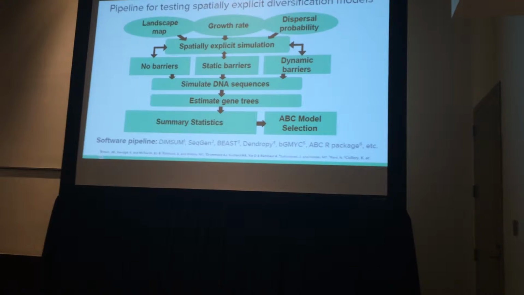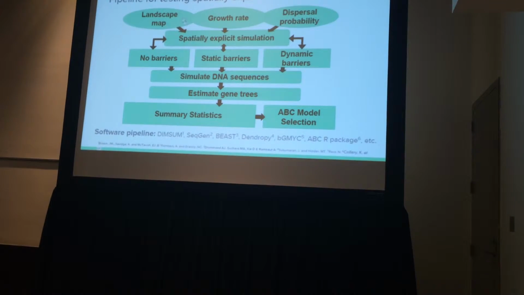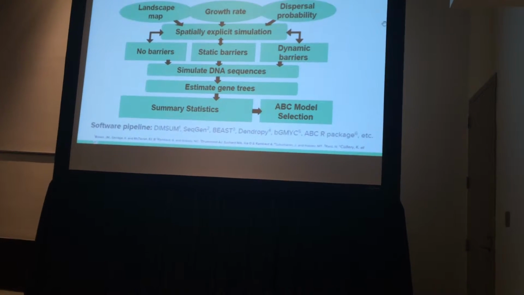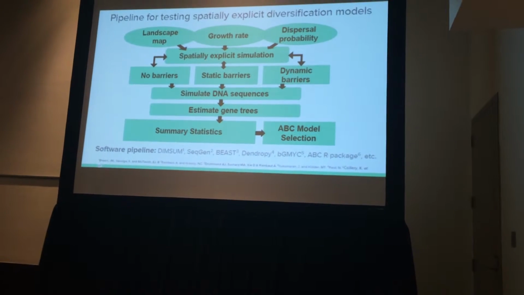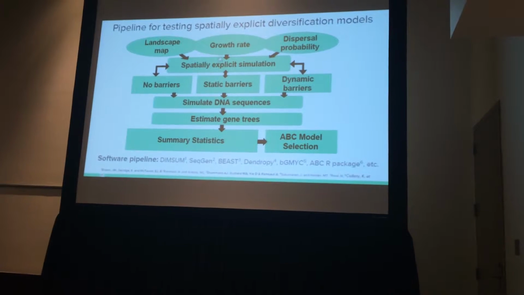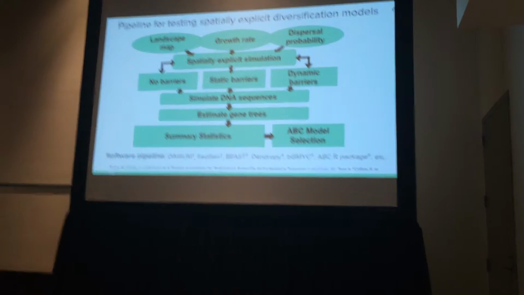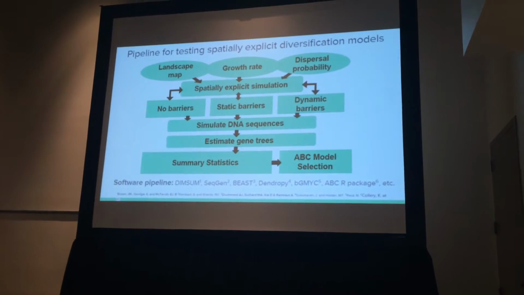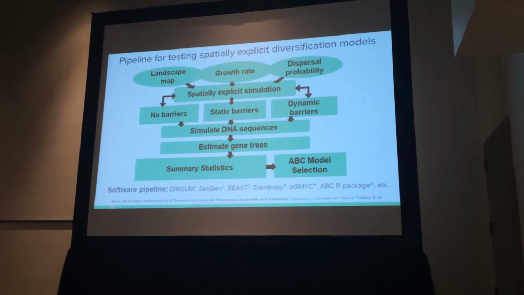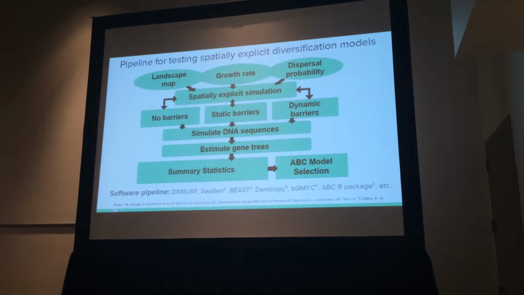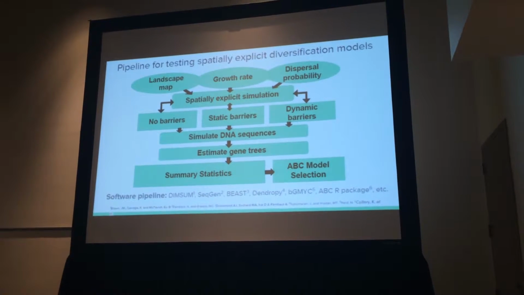To simulate across our 3 scenarios, we need a landscape map that shows suitable areas, as well as some biological information about the species that we're simulating speciation for, including their growth rate and dispersal probability. After we ran our simulations across our 3 spatial scenarios, we simulated DNA sequences, estimated gene trees, calculated some different summary statistics, and then performed ABC model selection.